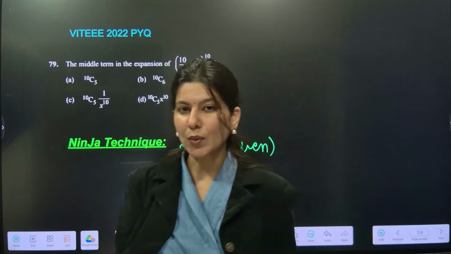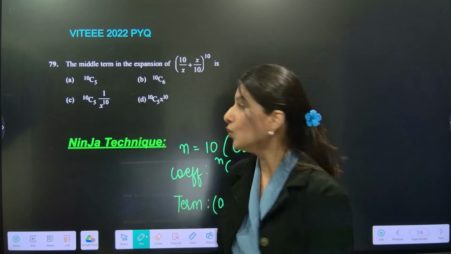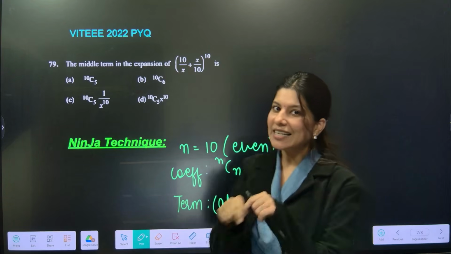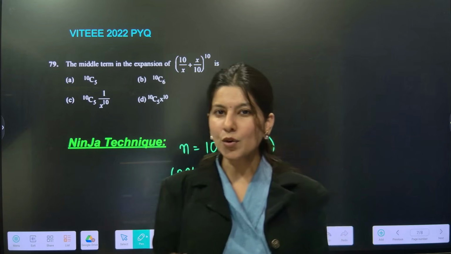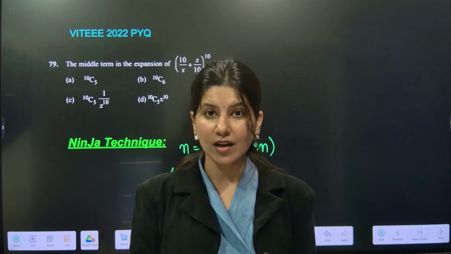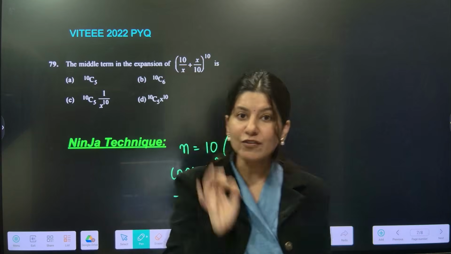Now there is one more similar question which was asked in VIT 2022. You can solve this question using the ninja technique and let me know your answer in the comment section. And now you know the power of the ninja technique. You can easily save 30 seconds to 1 minute per question if you know the right shortcuts.